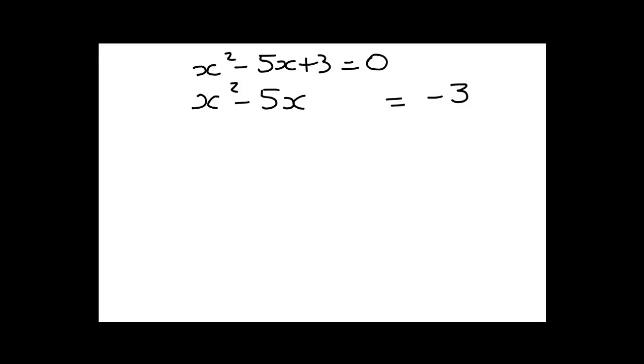And notice I'm just going to leave a space here because we're going to look for a number that we're going to add to the left-hand side and the right-hand side. We're going to add it so that the left-hand side of the equation becomes a perfect square. Alright, now the question is, what number do we need to add?